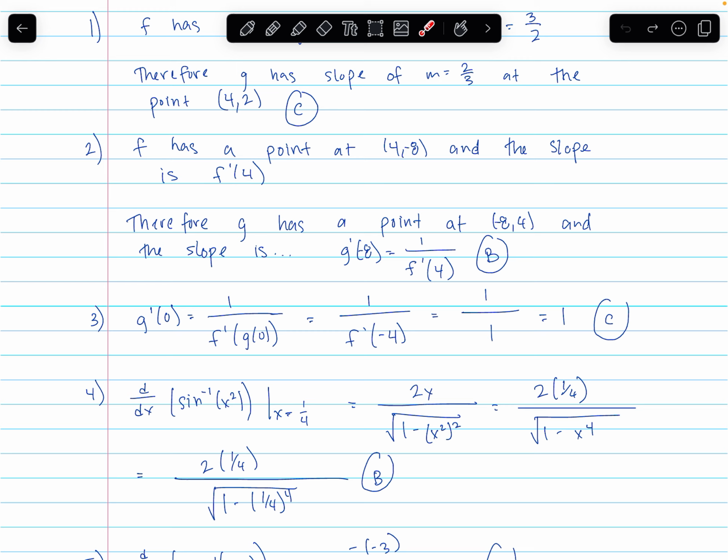If I look in the table, 0 for f of x occurs when x is equal to -4, and so g of 0 is going to be -4. And now I can use the table. I know that f prime of -4, if I look in the table, is going to be 1. So I get 1 over 1, which is equal to 1. So that's going to be C.